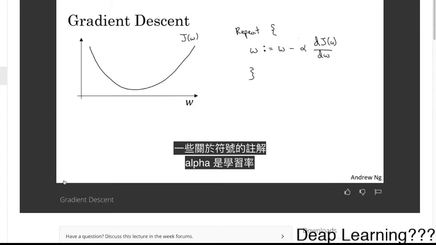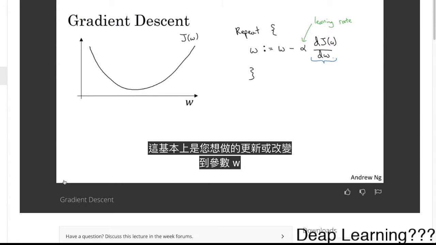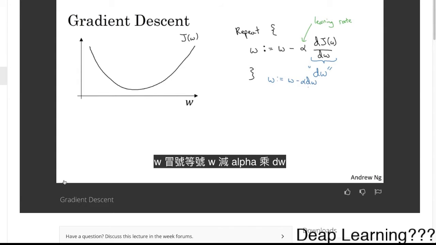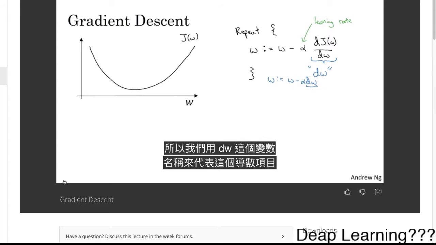So a couple points on the notation. Alpha here is the learning rate and controls how big a step we take on each iteration of gradient descent. We'll talk later about some ways for choosing the learning rate alpha. And second, this quantity here is a derivative. This is basically the update or the change you want to make to the parameter W. When we start to write code to implement gradient descent, we're going to use the convention that the variable name in our code dW will be used to represent this derivative term. So when you write code, you write something like W colon equals W minus alpha times dW. So we use dW as the variable name to represent this derivative term.